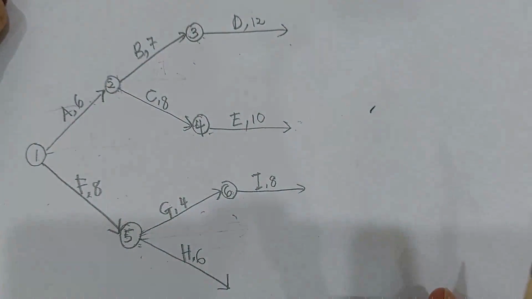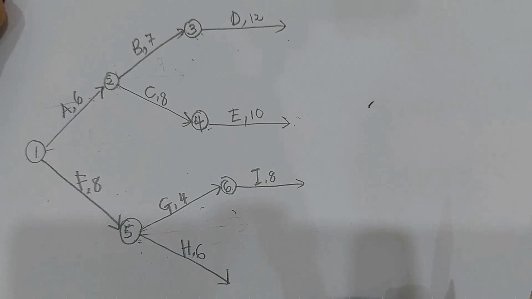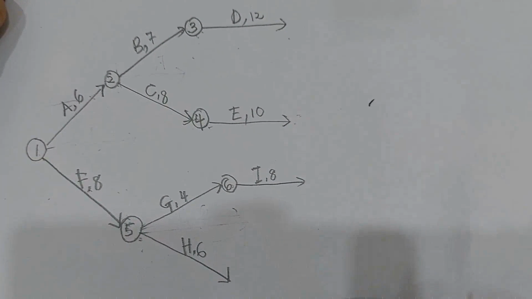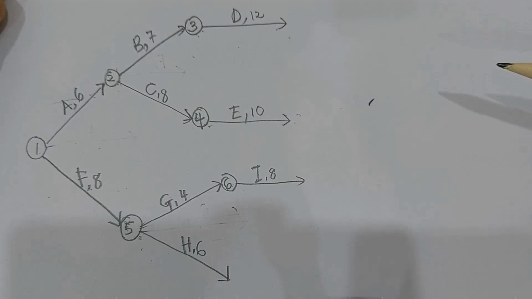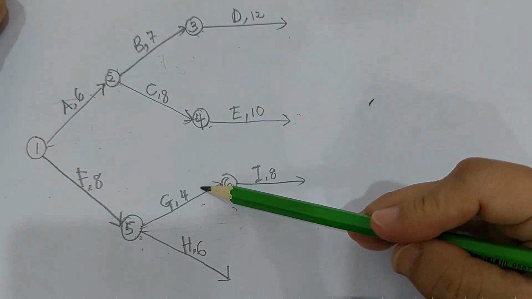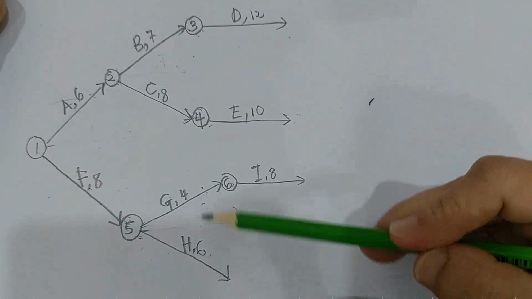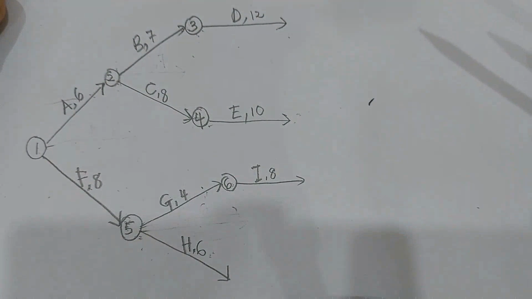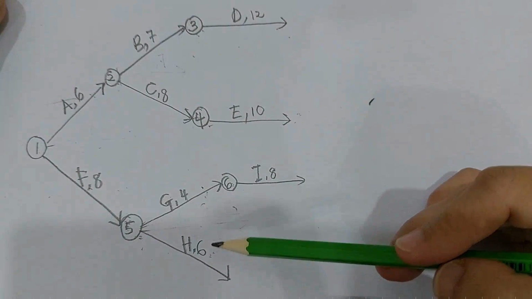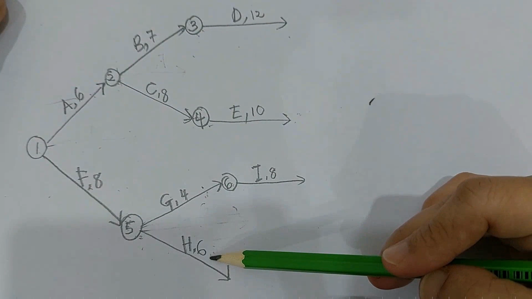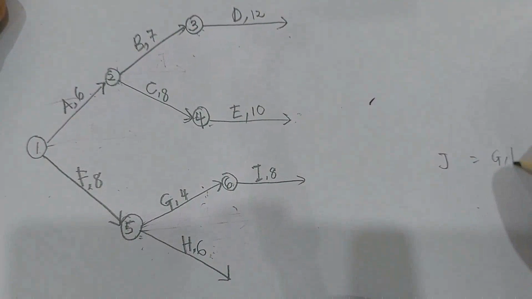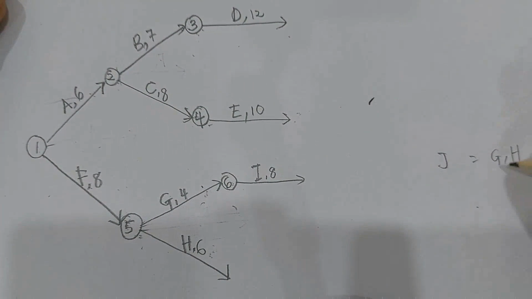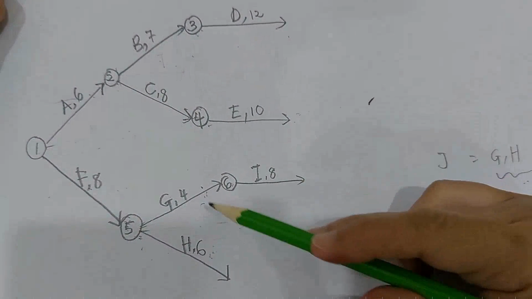Okay, now after I is J. Okay, J has 2 predecessors, G and H. So where are your G and also H? So G and H are over here. Okay, G and H are over here, and we need to combine these two in order to draw J. Okay, J, the predecessors are G and H. So we need to combine these two.